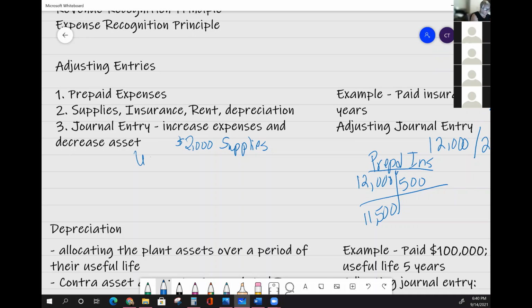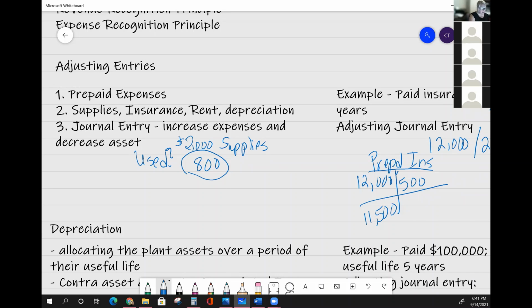So I want to know, what did I use? Let's say the first month I used $800. So this is going to be my expense for that month. That's my adjusting entry. The example will say I spent $2,000 on supplies in the first month. I used 800 of those supplies.